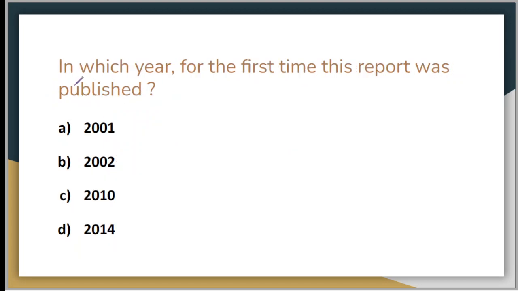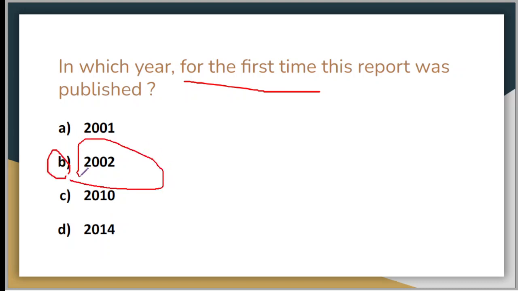Now your next question is, in which year was this report published for the very first time? In which year was this whole World Press Freedom report or index first published? Option A is 2001, option B is 2002, option C is 2010, and option D is 2014. What is the correct answer? The correct answer is of course option B, which is 2002.